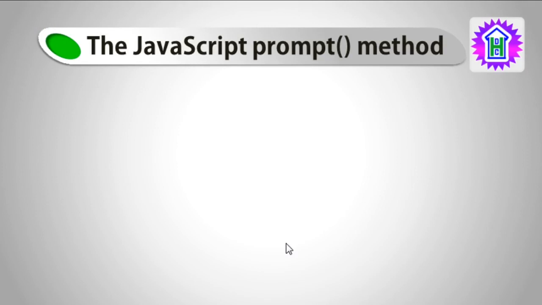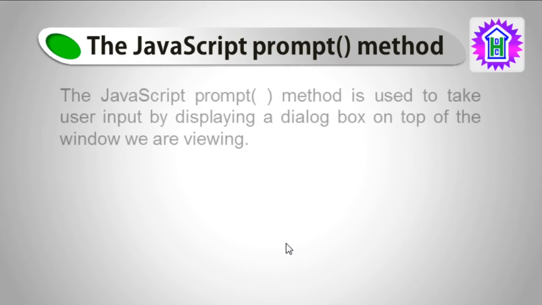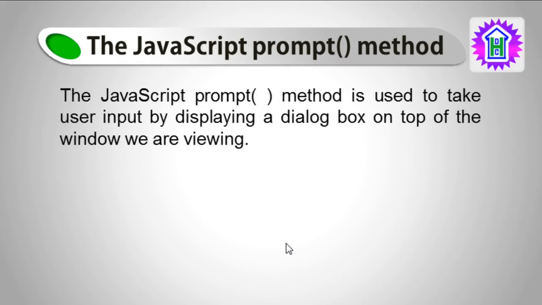The JavaScript prompt method. The next method we will learn is JavaScript prompt. The JavaScript prompt method is used to take user input by displaying a dialog box on top of the window we are viewing. That means it is displayed on top of the web page to take user input. Let us see one example.